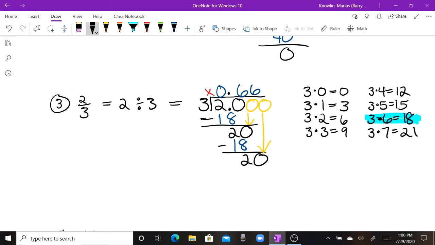But we see a pattern here. We know that 3 goes into 20 how many times? 6 times. Okay, 3 times 6 is 18. And when we subtract, we're going to get 2 again. So we see here that this is going to keep repeating. We're going to keep getting the same thing over and over.